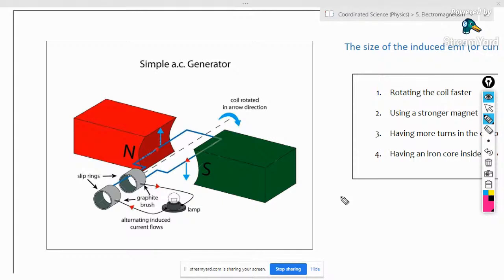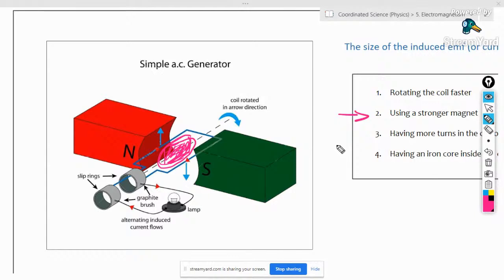And then finally, one last thing you could do is place an iron core in the middle of this coil of wire. So you just have a piece of iron in the middle of it. All that piece of iron does in the middle of this wire is just strengthen the magnetic field. That's it. So basically, that's almost the same as the second one.